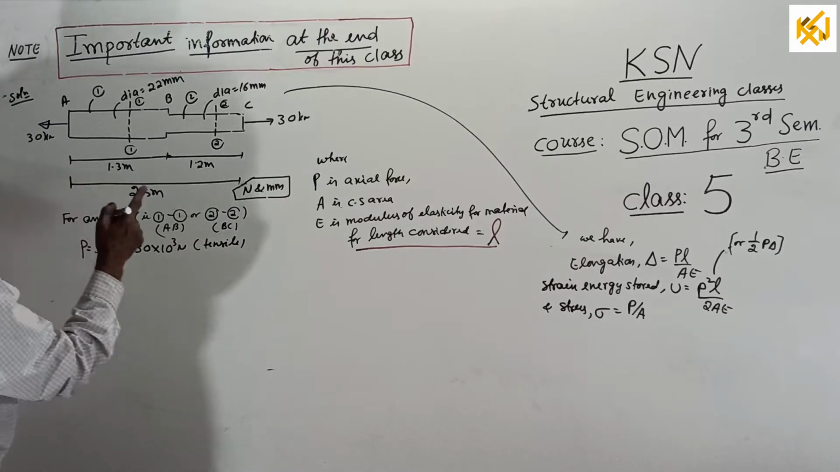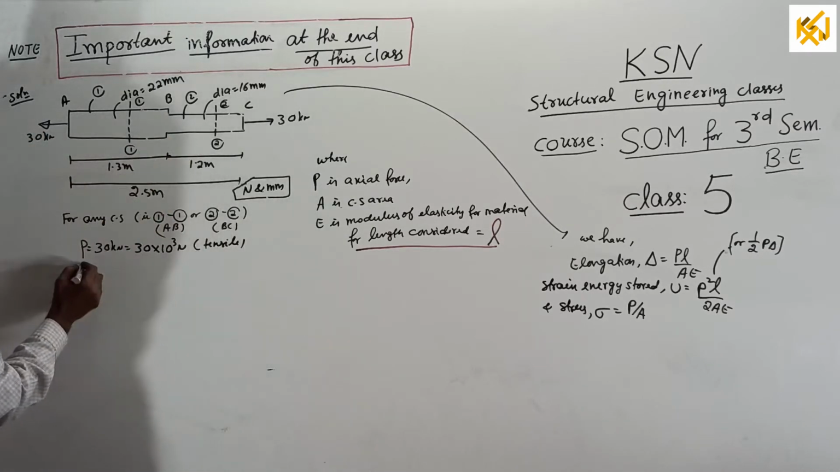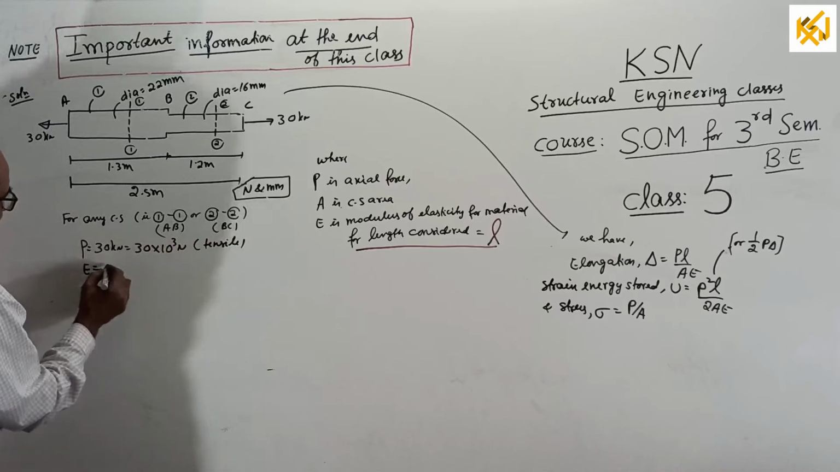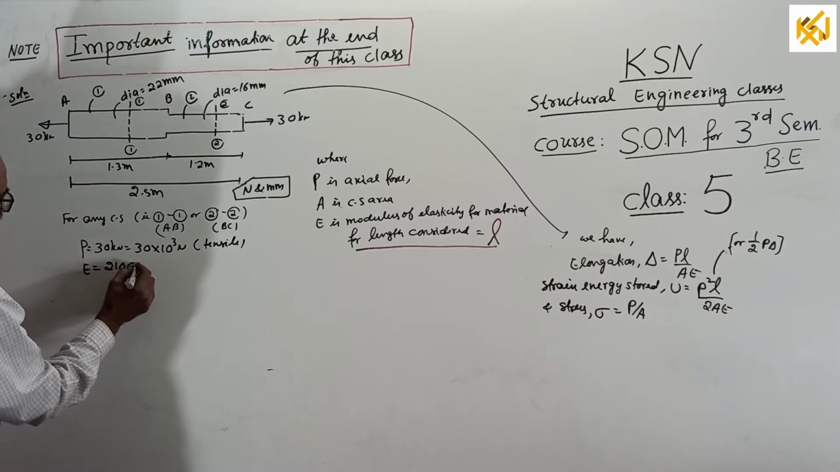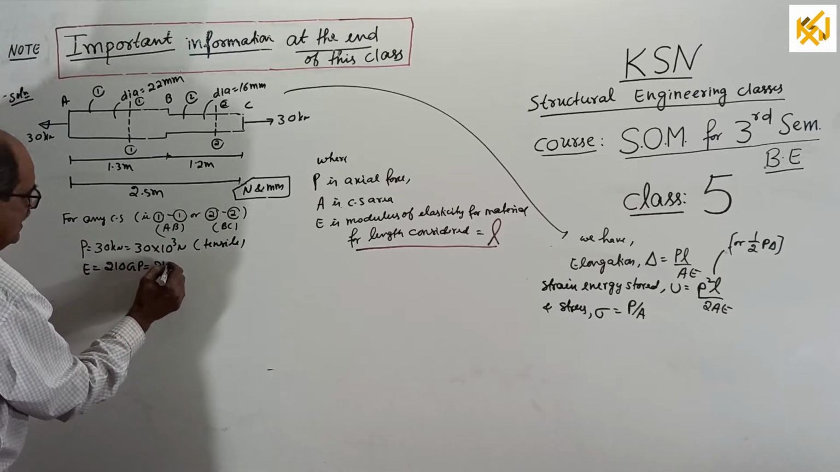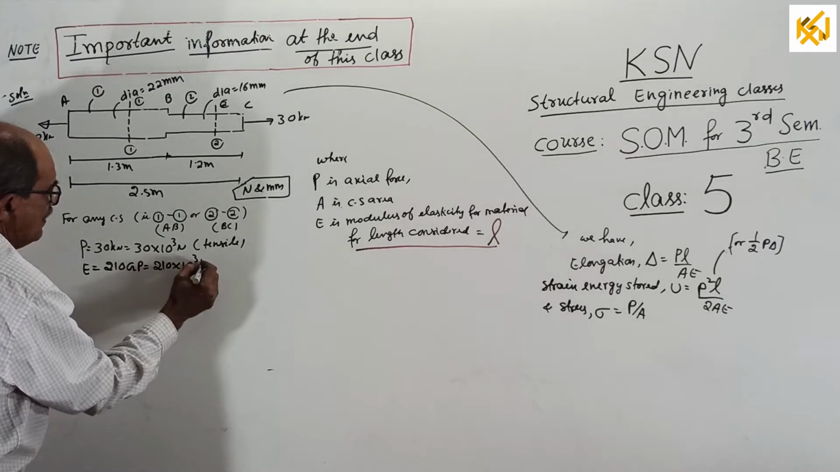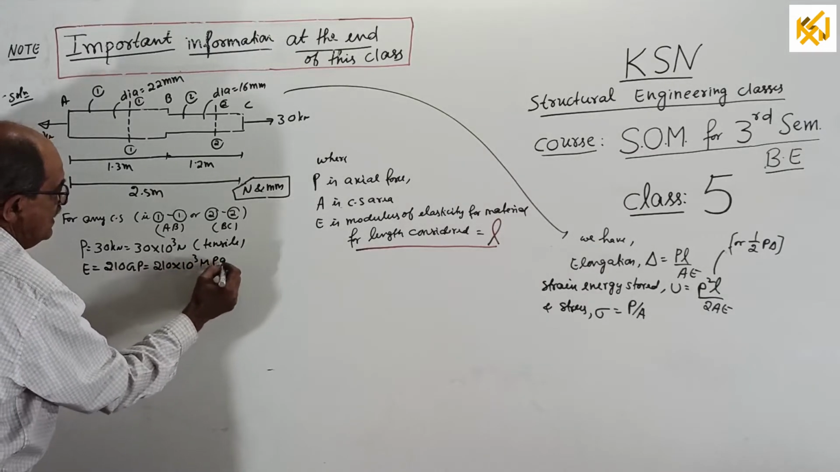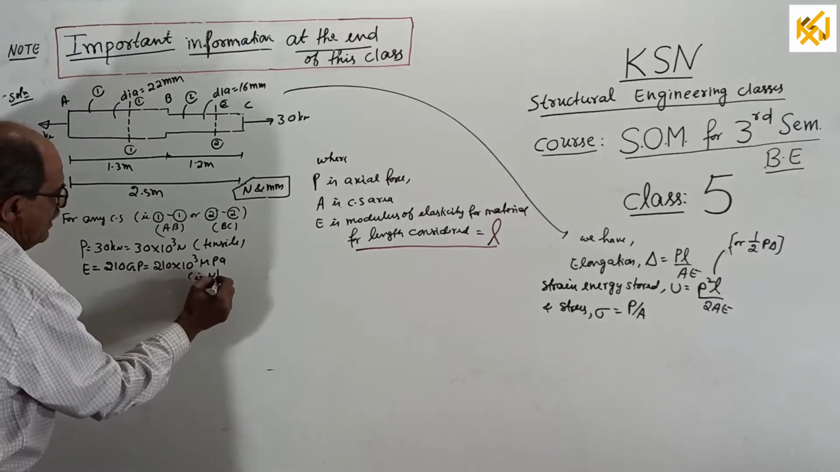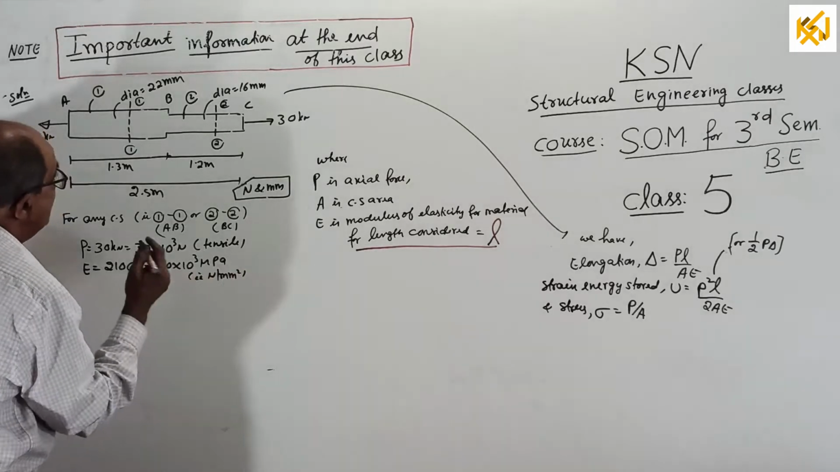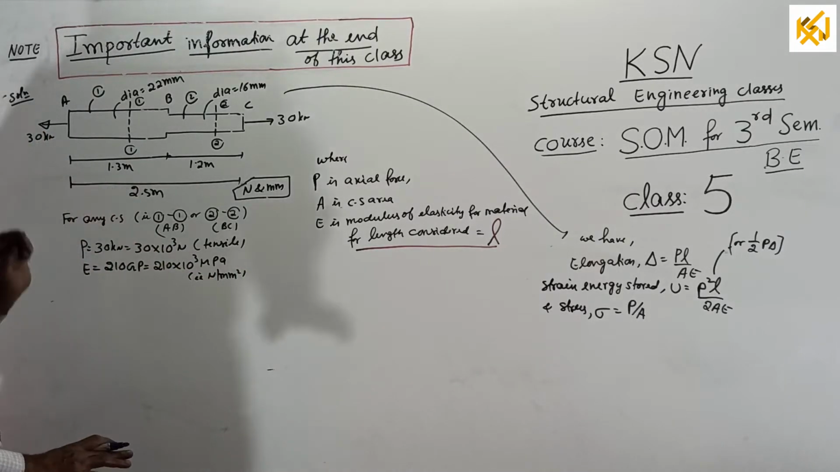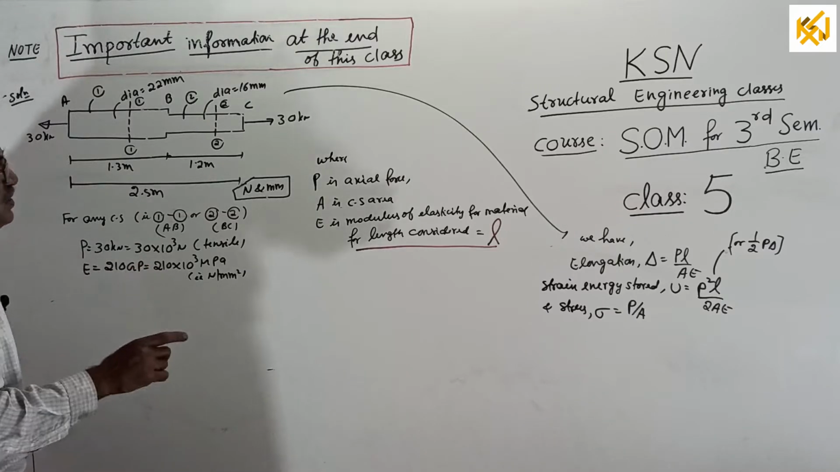Next, also you can do one thing. E equal to constant. How much I told? 210 GPa, or equal to 210 × 10^3 MPa. Now I am not explaining. MPa means that is Newton per mm square. Over. Length, don't write now. A is changing.